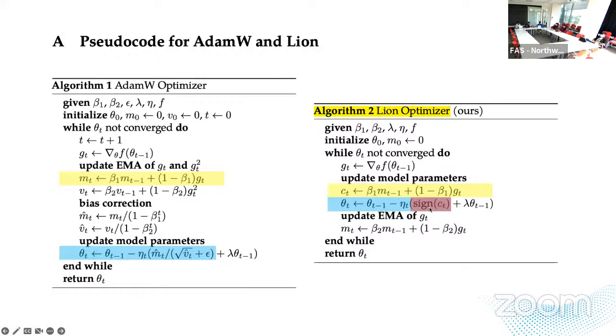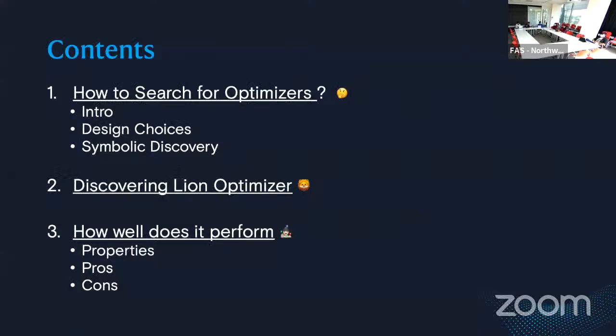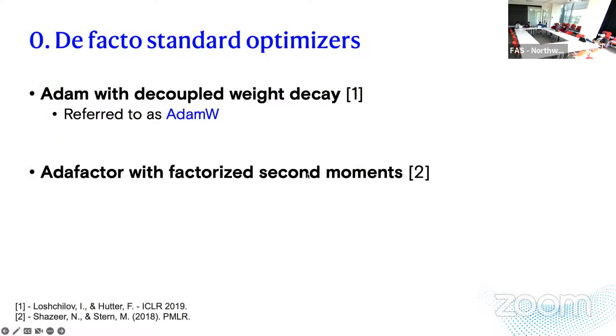We'll get to the details of this optimizer later, but first let's see how we can search for an optimizer in the first place. So we'll look at how this searching process is done, and then we'll get into what the optimizer characteristics are. As we talked earlier, the de facto standard optimizers are Adam and Adafactor. I have not used this much, but I think the concepts are mostly similar.